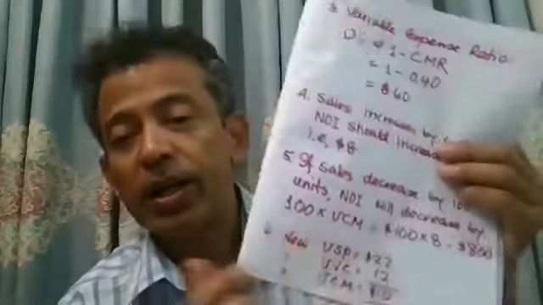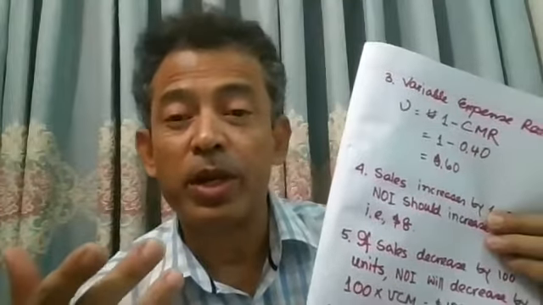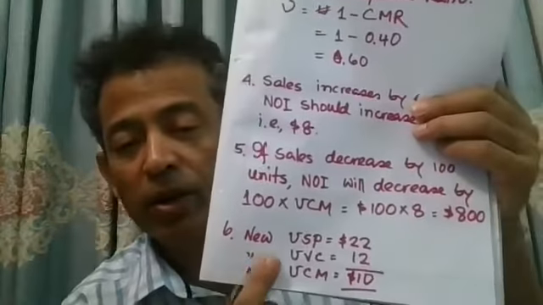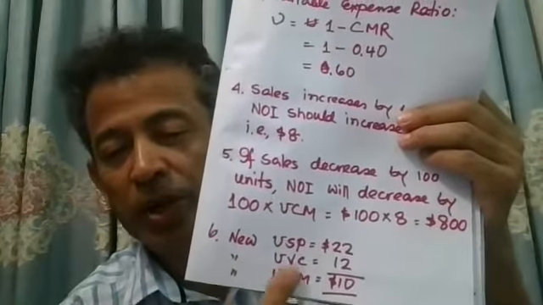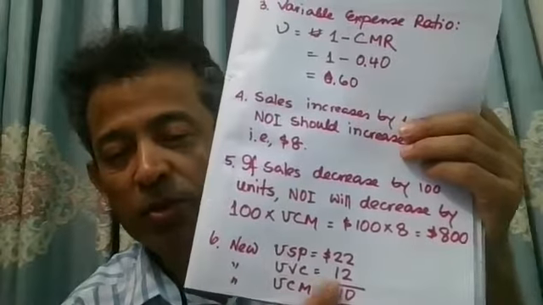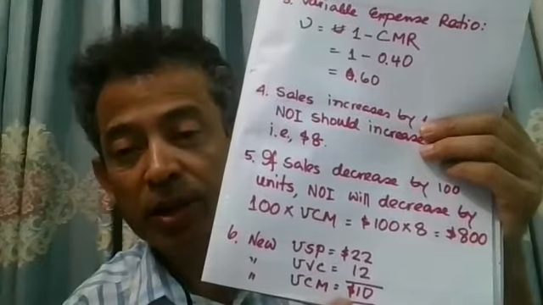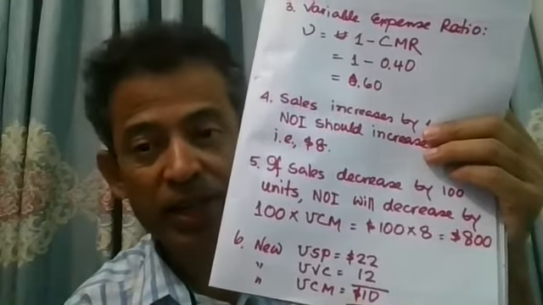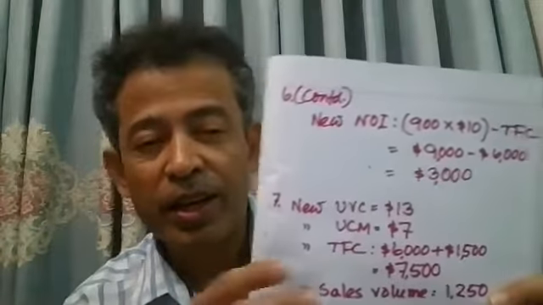So see, the question said that if unit selling price goes up by $2, so I recorded a new USP as 22, and the new UVC is unchanged from the old one, so that's $12. That means our new unit contribution margin is now $10, isn't it? Better than the previous 8. And our new net operating income is now based on 900.